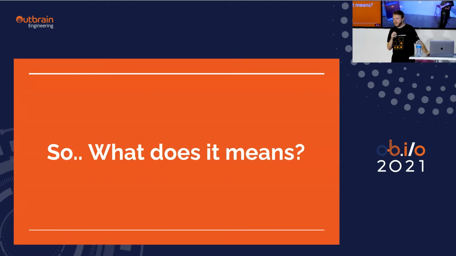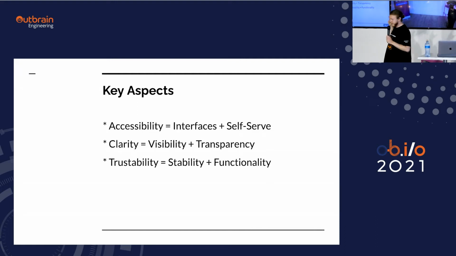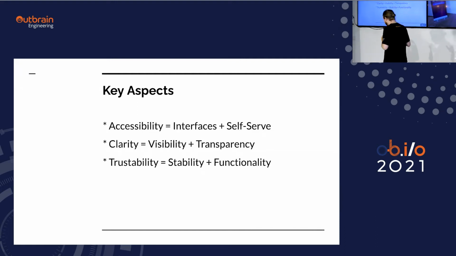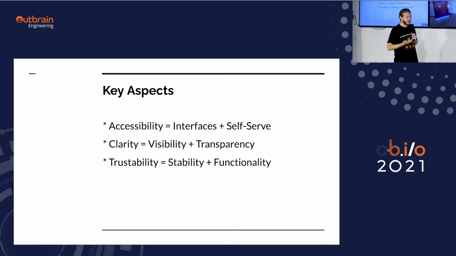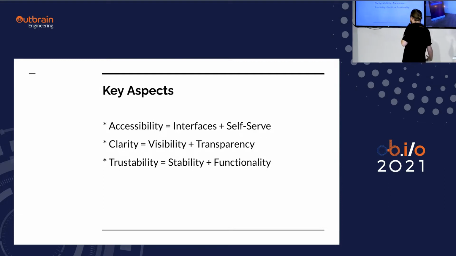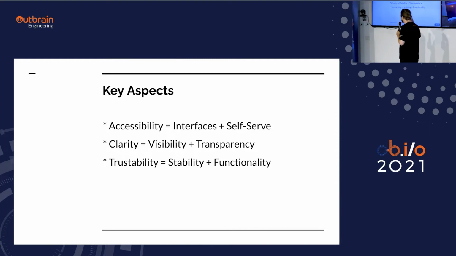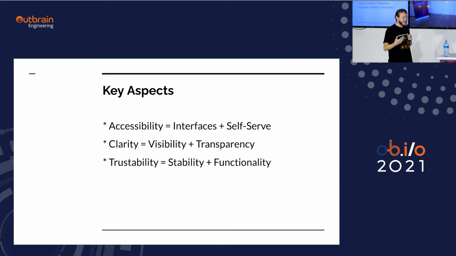So, what does the whole thing, as I said, mean? I try to gather certain key aspects or concepts of how a proper developer experience would look like. And I want to focus on three main pillars: accessibility, clarity, and trustability. So accessibility, for me, it's the interfaces, and I'll describe every one of those in further slides, and the self-serve.